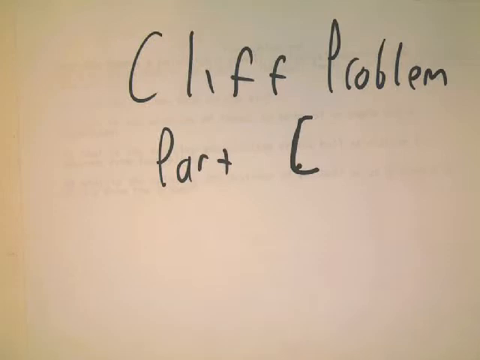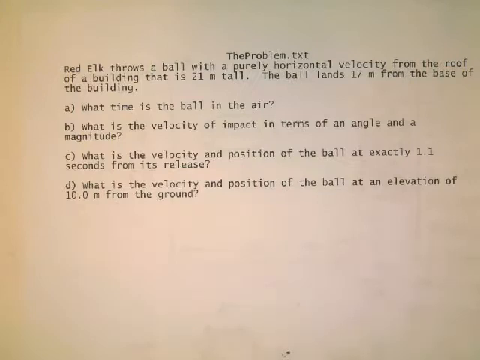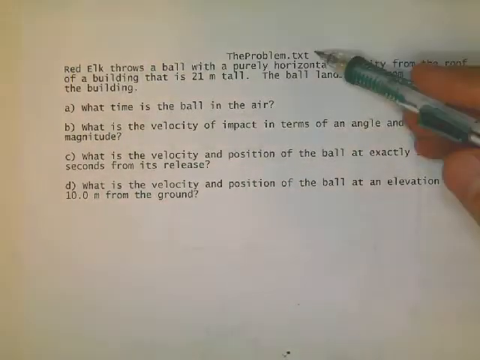Welcome to Cliff Problem Part C, the exciting sequel to Cliff Problem Parts A and B. We are talking about this problem right here, and this file is in the same folder as this video. We are going to be doing Part C, which is: what is the velocity and position of the ball at exactly 1.1 seconds from its release?